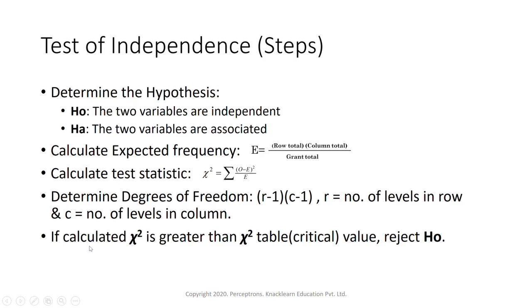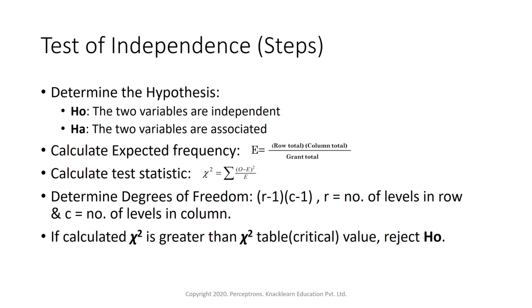Then we have to find the critical value. Once we get the level of significance and the degree of freedom, we have to find the critical value, or the table value, for chi-square. Chi-square also has a distribution, the chi-square distribution, so it has a table which will give us the critical value. If our calculated value is greater than the critical value, then we will reject the null hypothesis.